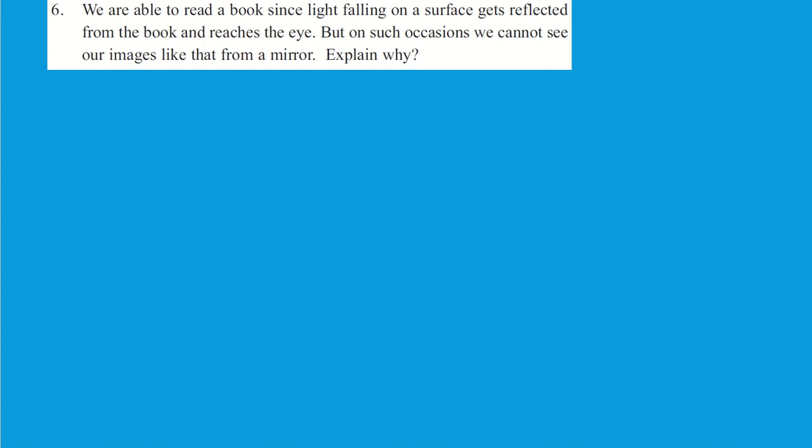See, a mirror has a smooth surface. From a mirror, we know that a regular reflection takes place, right? What is the major difference here? If you consider a book, it has a lot of irregularities, right? It has a lot of irregularities.